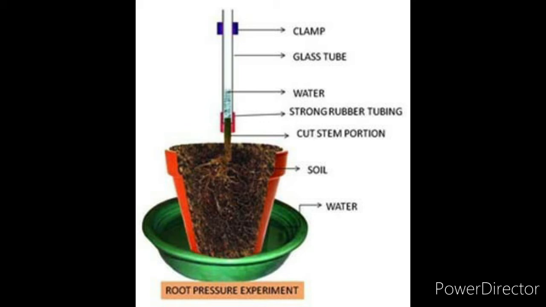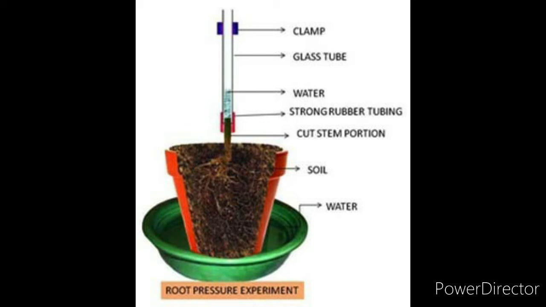You have to connect the glass tube by means of the strong rubber tubing so that water cannot escape. Here the size of the glass tube should be equal to the size of the stem. It should not be too small and it should not be too big. It should fit correctly. Take care while joining the tube and the stem, binding them tightly, so that water cannot escape from the tube. Our activity is to see whether water moves from the roots to the stem. If you do not tie it properly, the water will escape and we cannot find the root pressure here.